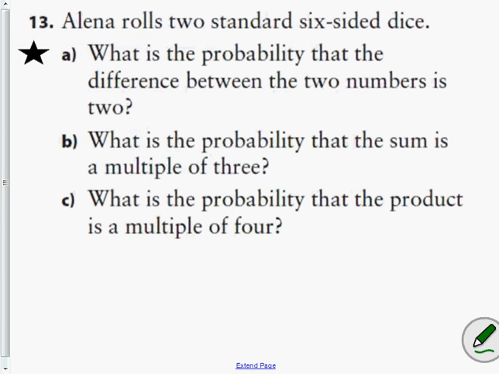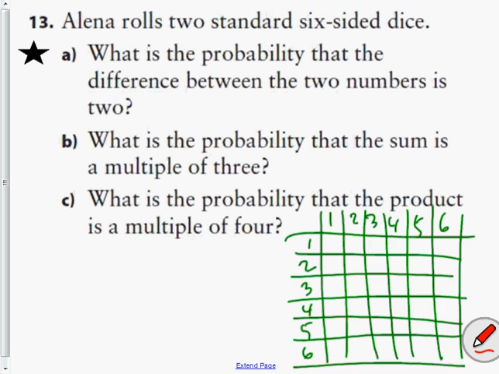Okay, and the last question of this first section says Alena rolls 2 6-sided dice. What's the probability that the difference between the two numbers is 2? So if I make this chart, and I figure out the difference between the two numbers, difference means subtract. The difference between a 1 and a 1 is 0. The difference between a 1 and a 2, I can think of as a -1 or a 1. I'm just going to go with the larger number first. So these would be the differences if I subtract the smaller number from the bigger number.